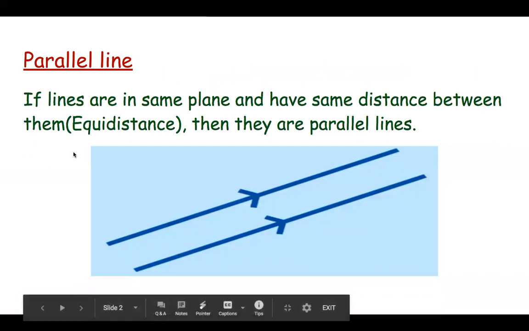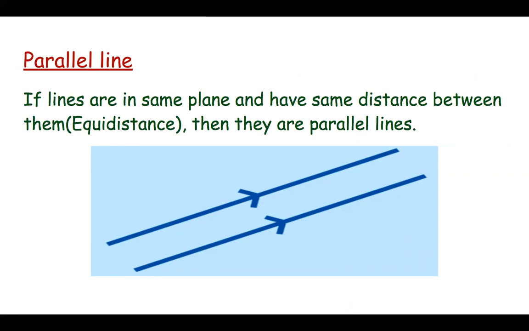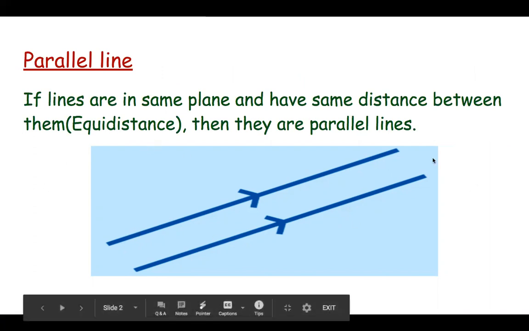Parallel line. If lines are in the same plane and have the same distance between them, which is called equidistance, then they are parallel. So basically in a plane, we already know a plane. I was telling you last time, like it's a whiteboard or just a piece of sheet. On the top, if you have two lines like this, this is the plane, and the blue lines are the parallel lines.